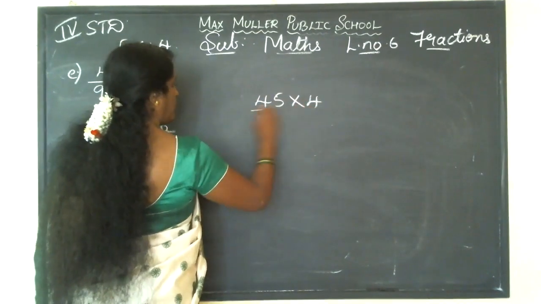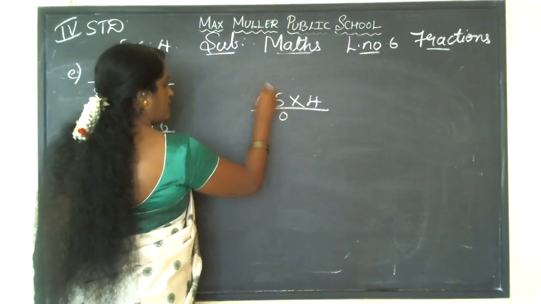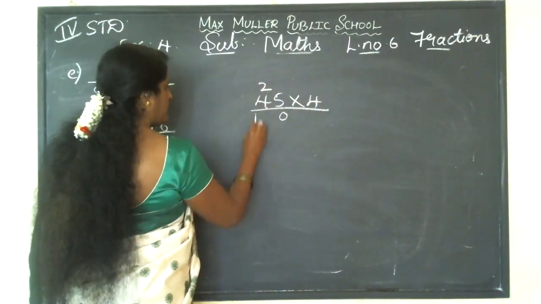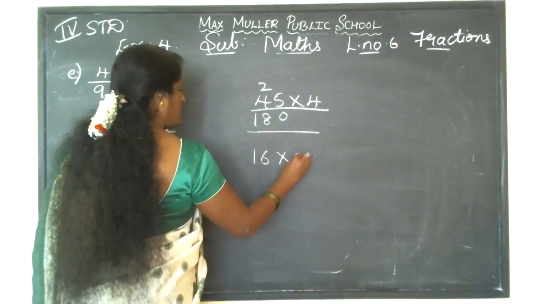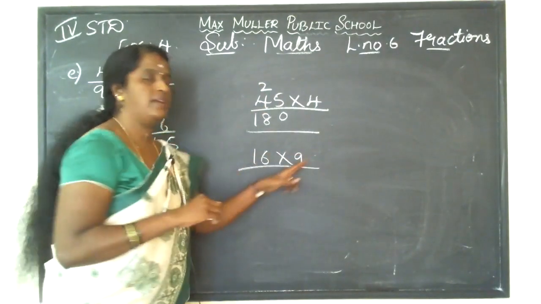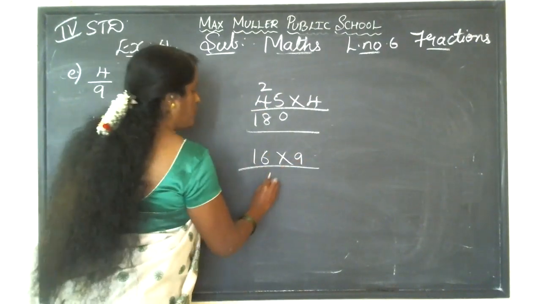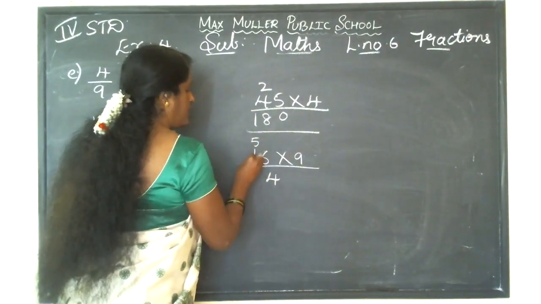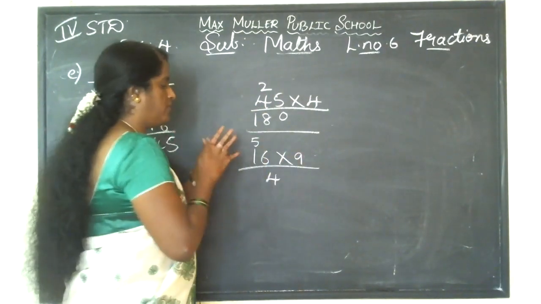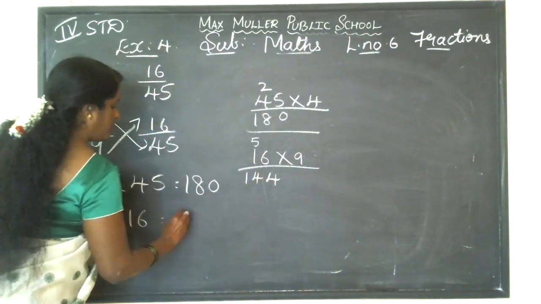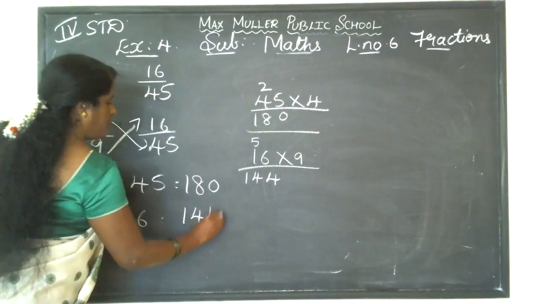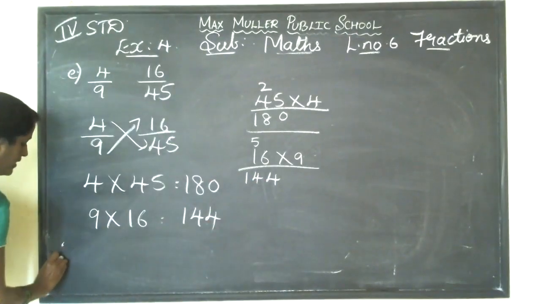So 45 into 4. 4 5s are 20. 4 4s are 16, 17, 18. Next is 16 into 9. 9 5s are 45. 9 6s are 54. 9 1s are 9, 10, 11, 12, 13, 14. So here you got 180. Here you got 144. What you should write?